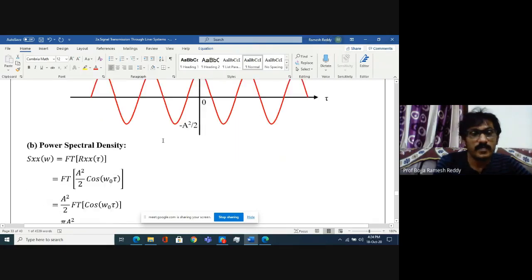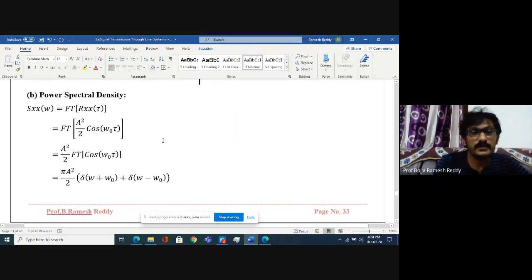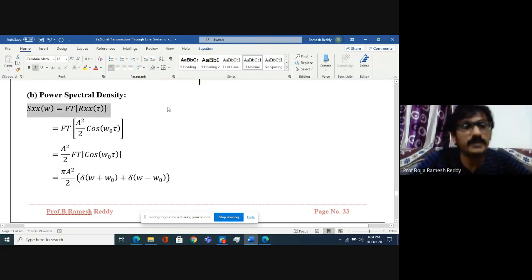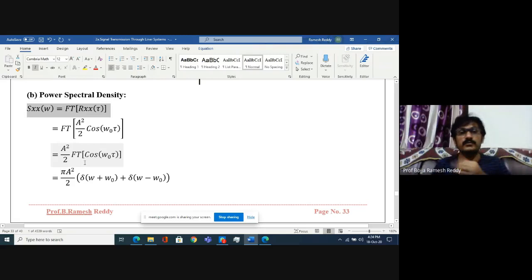And power spectral density. What is power spectral density? Fourier transform of the autocorrelation function is called power spectral density. It is represented with S x x of omega. That is the Fourier transform of R x x of tau. Here A square by 2 is constant. Take it outside. The remaining part is the Fourier transform of cos omega naught tau.